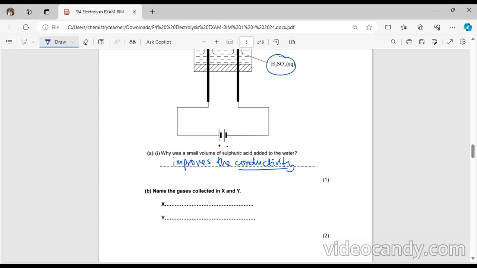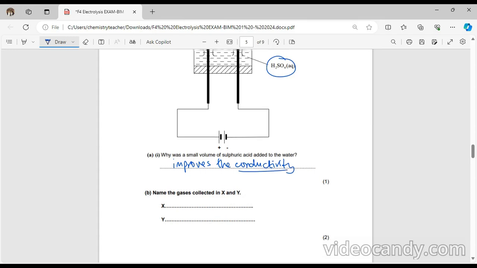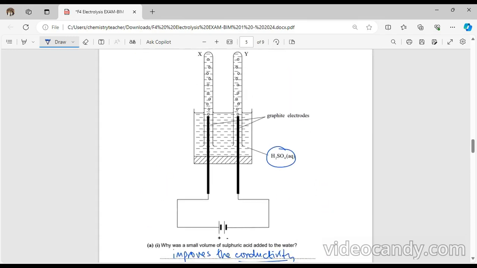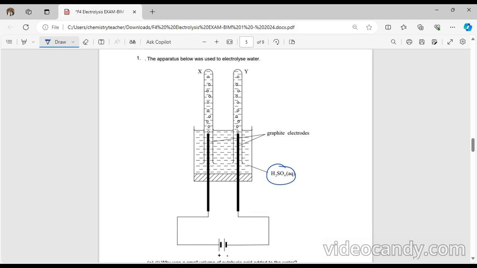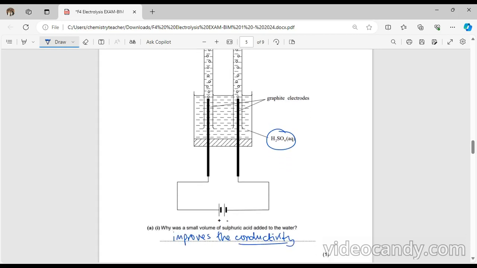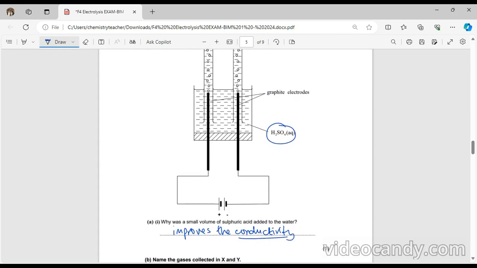Secondly, name the gases collected in X and Y. So the setup here is a little bit strange. It's kind of an upside down electrolysis with the electrodes coming from the bottom. But these test tubes here you can see are used to collect the gas that's being made. So we just need to work out what gas is going to be produced. So we need to work out what electrode this is first. So this is at the positive electrode. So this is the anode, and then this is the cathode.